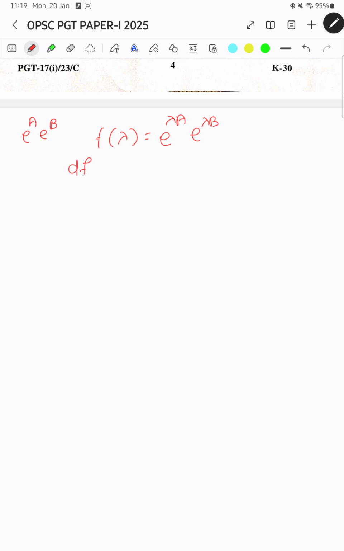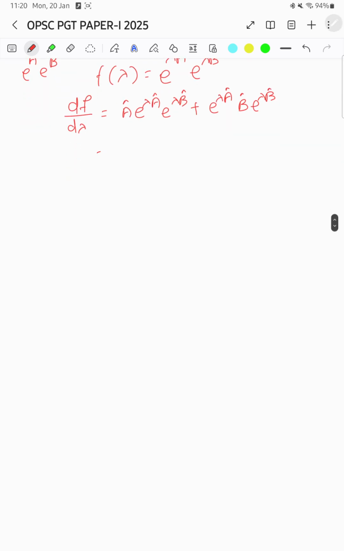So if I do the derivative with respect to lambda, I will get A e to the power lambda A, e to the power lambda B plus e to the power lambda A B, e to the power lambda B. Remember, these are operators. I am not putting the caps on all these things because while I am writing, I don't want to get into a little time.